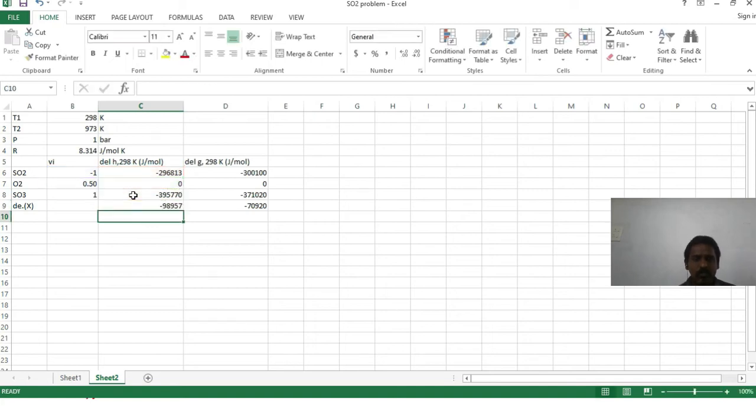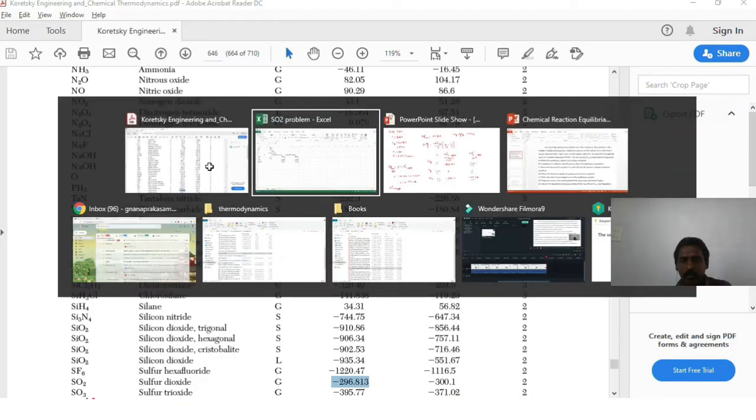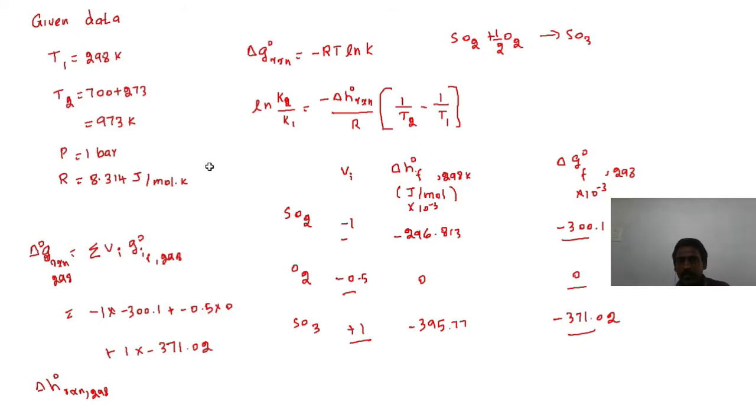Now we have successfully determined del H of reaction at 298 Kelvin and del G naught of reaction at 298 Kelvin. Now let us go back to the formulas which we have written.